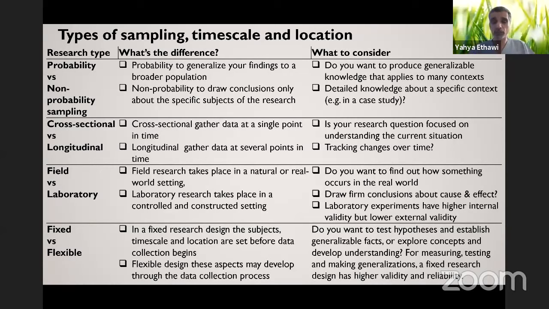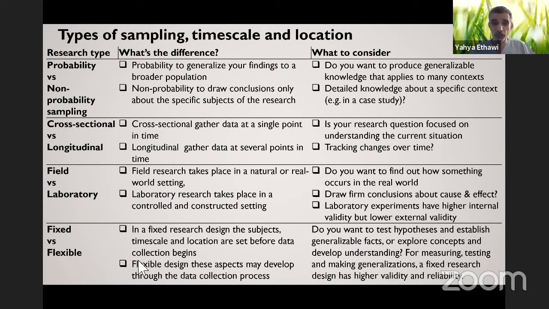The field is you go to nature, you go to the real world, you don't change it. It can be in the lab, of course, but you don't change anything. In the laboratory, you change the environment. You change the independent variable to cause changes in the dependent variable. So if you want to find something in the real world, you do a field study. If you want to find the relation or draw a conclusion, you go for a laboratory study.